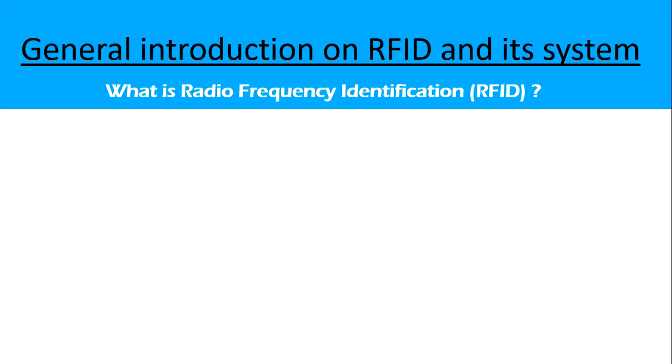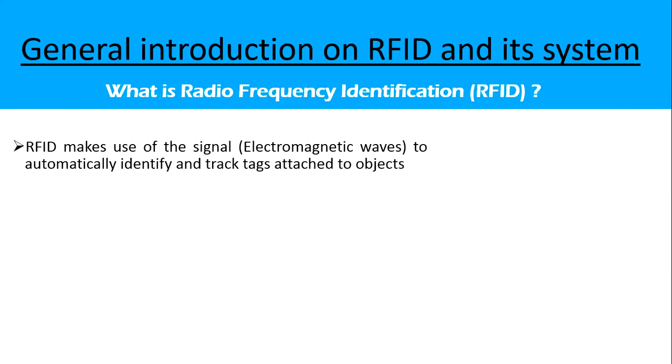So first of all, what is radio frequency identification, RFID? RFID makes use of electromagnetic wave signals to automatically identify and track tags attached to objects. The tag itself contains electronically stored information, so we can know what kind of object it is attached to.